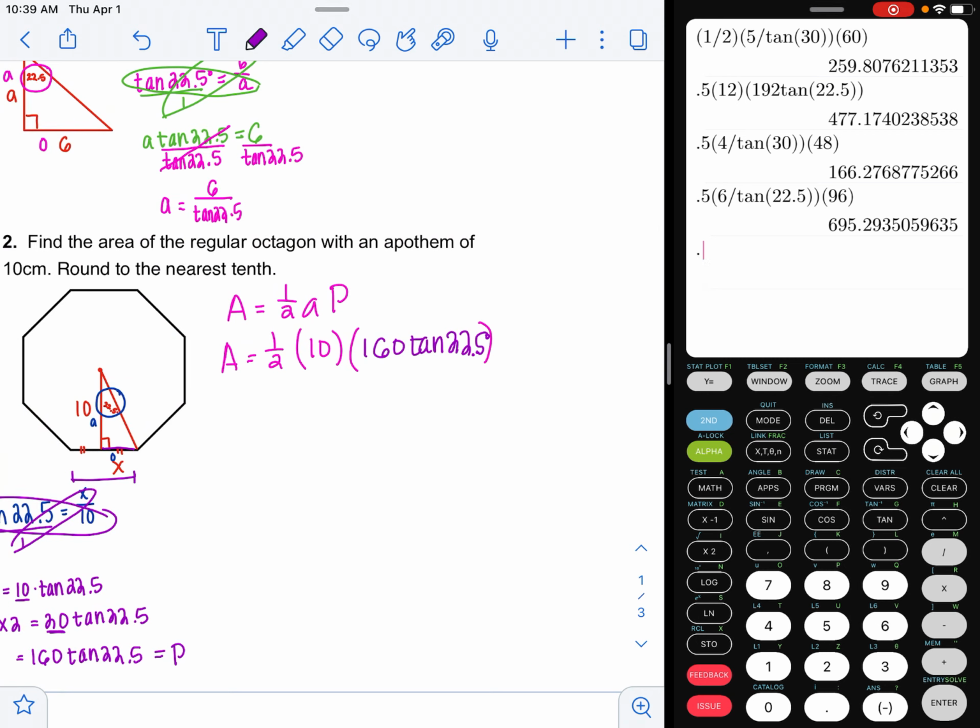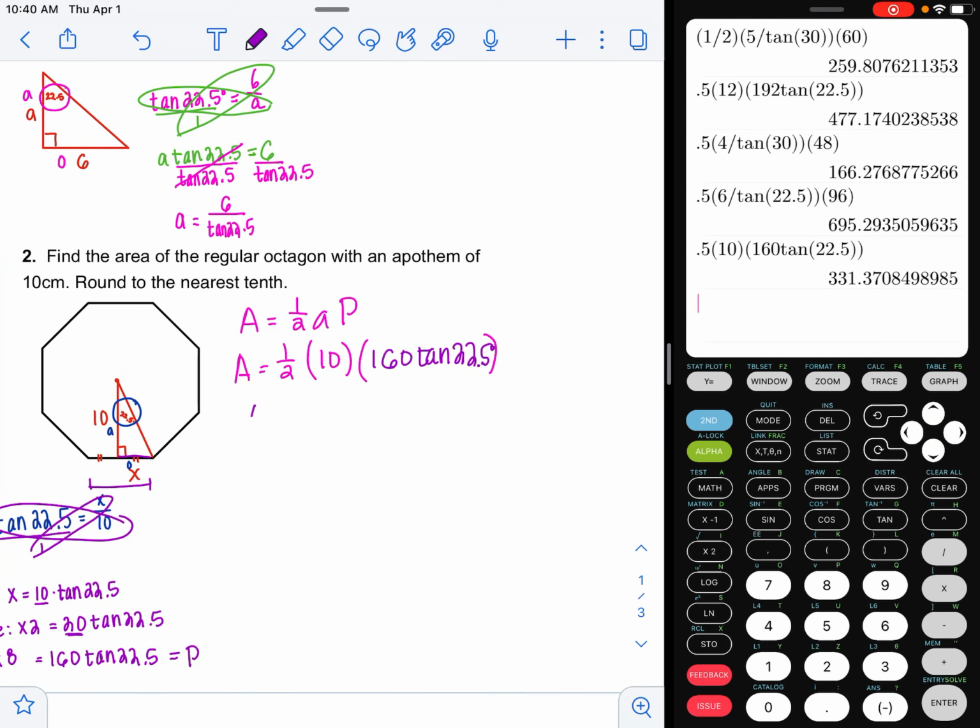All right, now I'm going to type this in my calculator. 0.5 parentheses, 10, close it, open a new one. 160 tangent of 22.5, close the parentheses, hit enter, and there's my area. Area equals 331 point, I'm rounding to the nearest tenth, so 4, and then this was in centimeters, so centimeters squared.